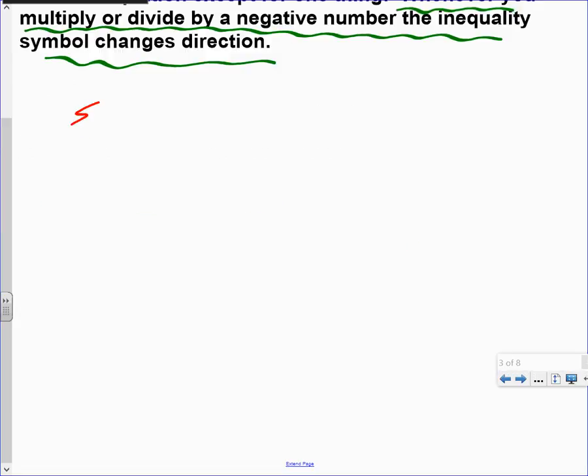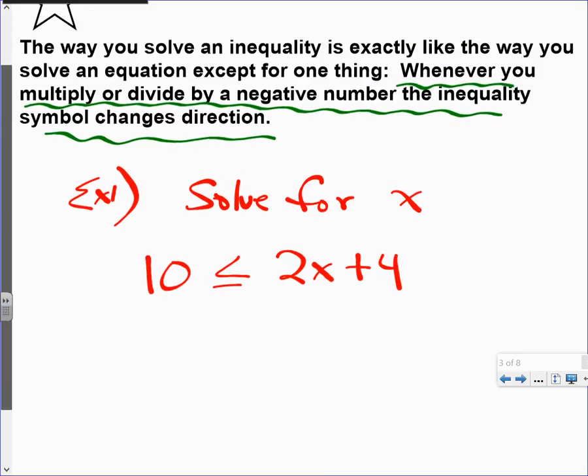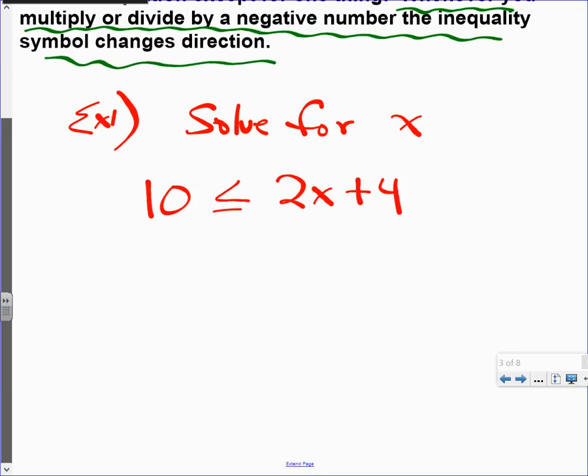Example 1. Solve for x. 10 is less than or equal to 2x plus 4.